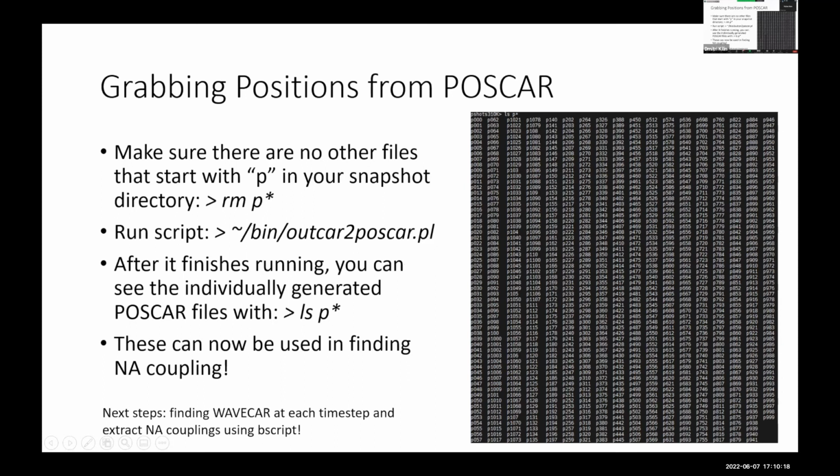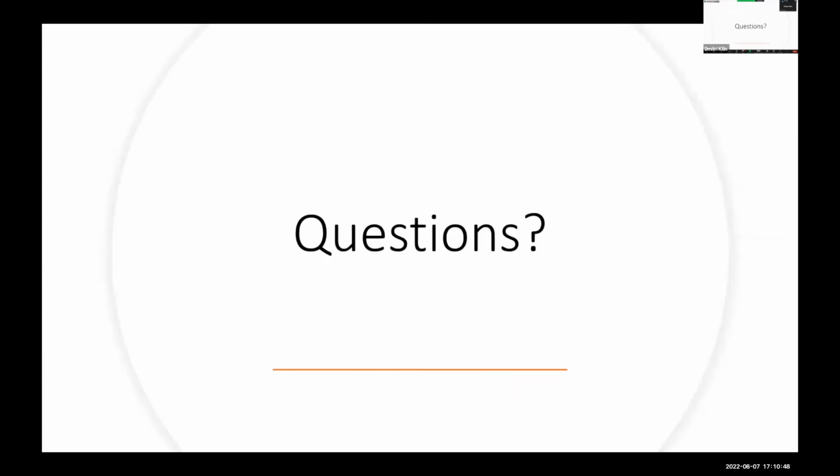I know there are a few other scripts. I think there's an out to post. There are just a few variations of this that exist in Corey. And then after it finishes running, you can look at all the position files that you made. Now you can use these in finding that coupling, finding the wave card at each time step and extracting with this script. So yeah, that's it.